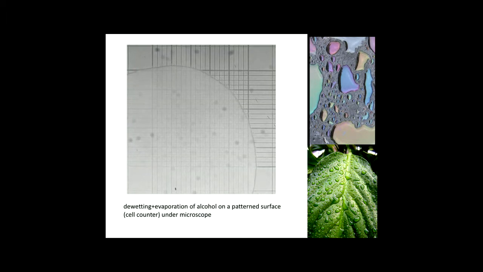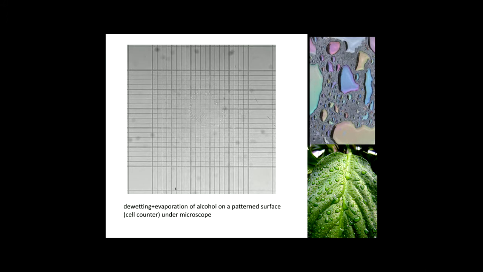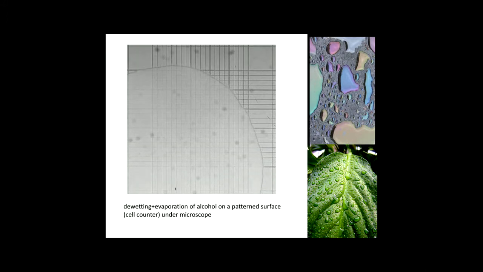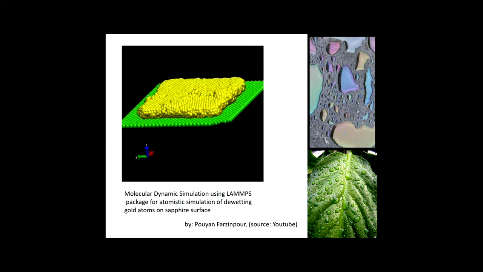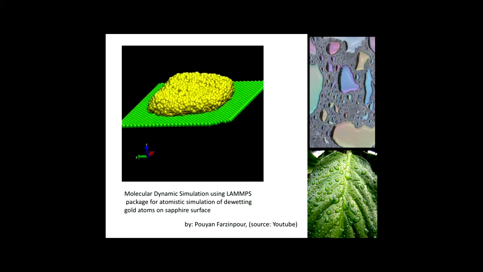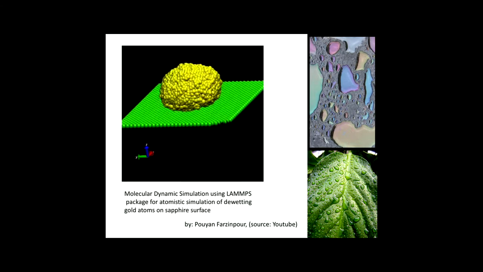This is dewetting plus evaporation. This is under the microscope we have here. This is dewetting on a patterned surface. In fact, it's a cell counter under the microscope. And due to evaporation, in fact, the liquid is going away. And this is a computer simulation, a molecular dynamics simulation of dewetting of gold atoms on sapphire surfaces. This is not done by us. Here is the reference for it.